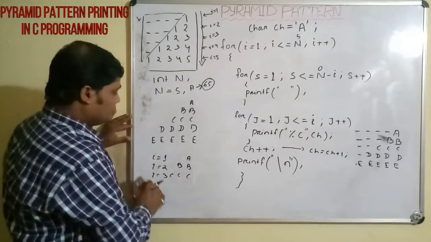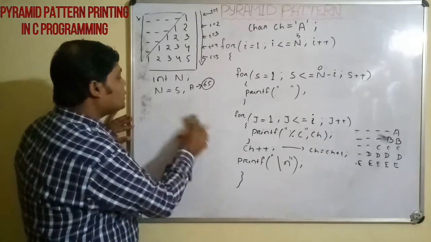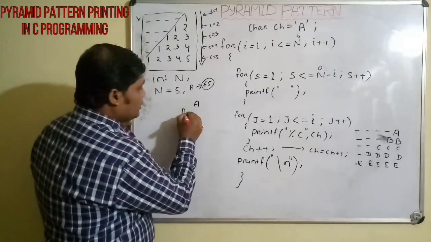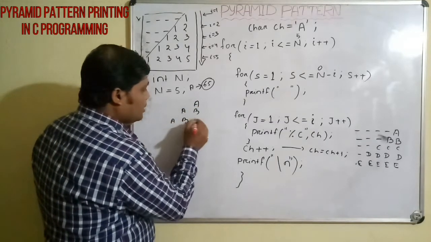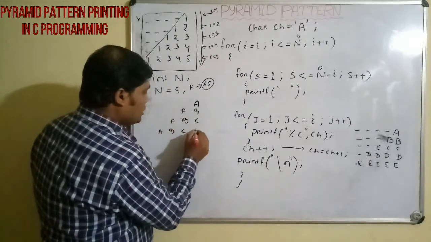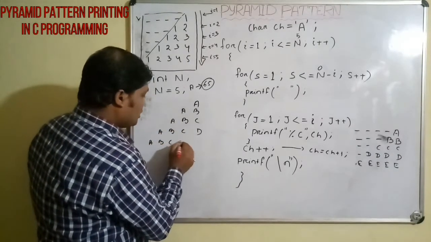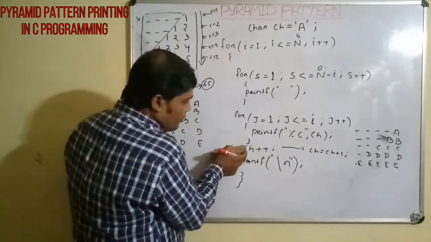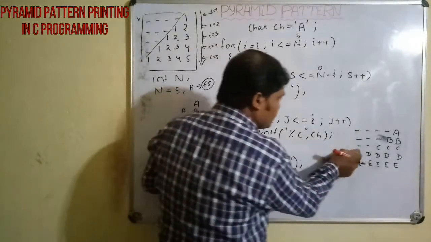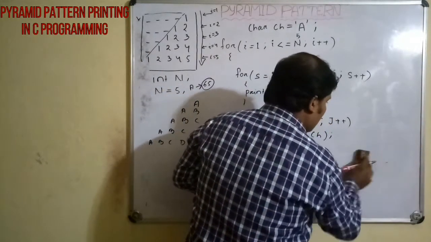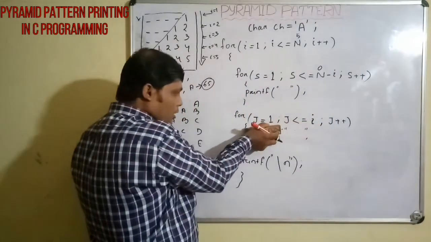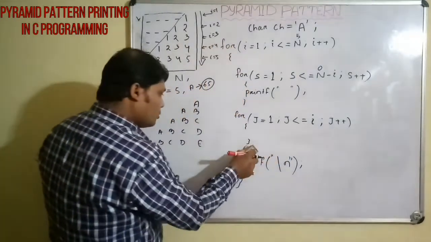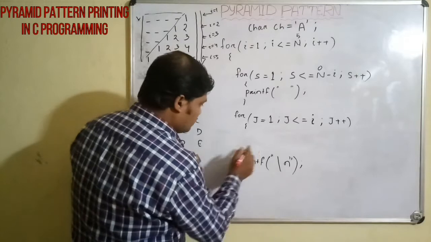Now come to another pattern. Suppose another pattern is A, then AB, ABC, ABCD, ABCDE. Clear? Now see, we have to modify only in the printing part. No need to change in loop. Clear? As structure is same, pattern is same, no need to change in the looping part.